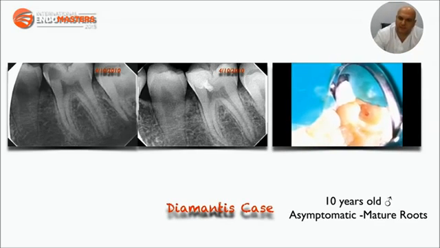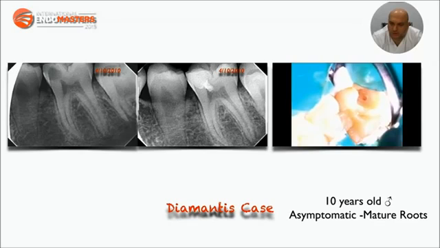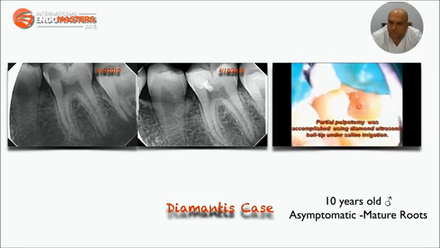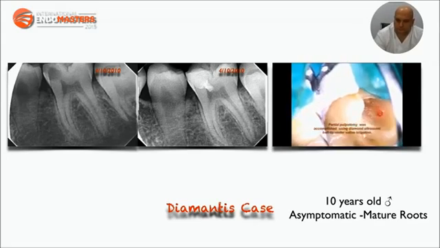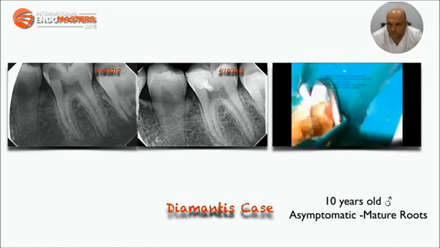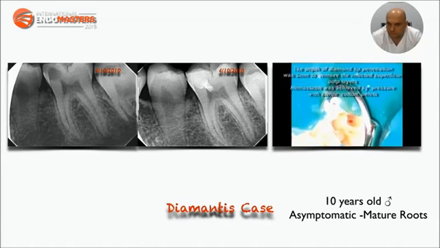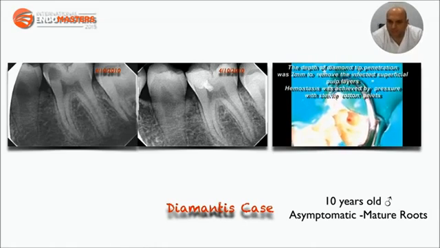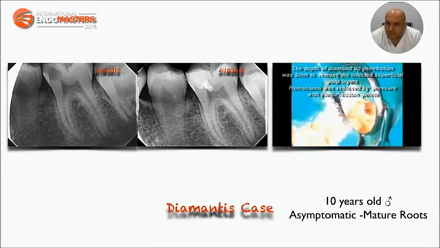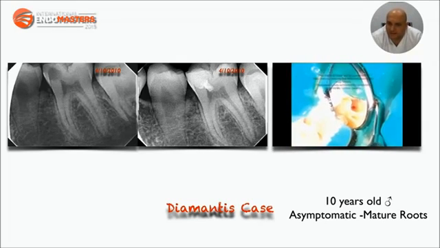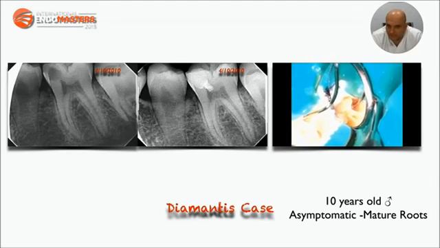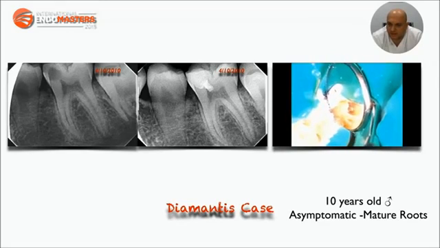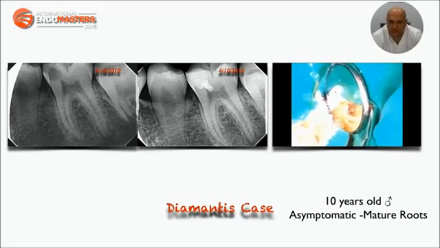You can see here in the video the pulp exposure. The depth of the diamond tip penetration was 2 mm inside the pulp tissue in order to remove the infected layers of the pulp tissue, and MTA was placed inside the pulp tissue. And this is the post-operative radiograph back in 2010.